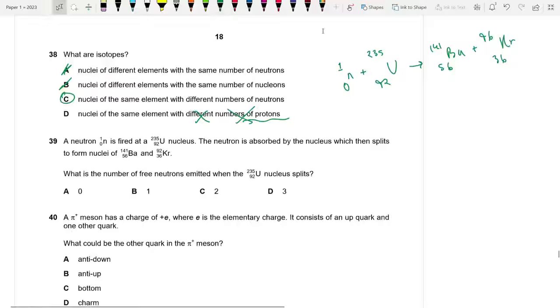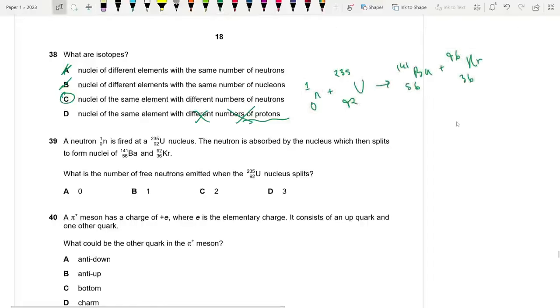So the thing is, your equation needs to balance. Let's check the top. 1 plus 235, that is 236. And on that side, we have 141 plus 96, which is 237. So here it is 236. And on the right hand side, 141 plus 92 is 233. Good. And below it is 92 over here, and here it is 56 plus 36, which is 92.